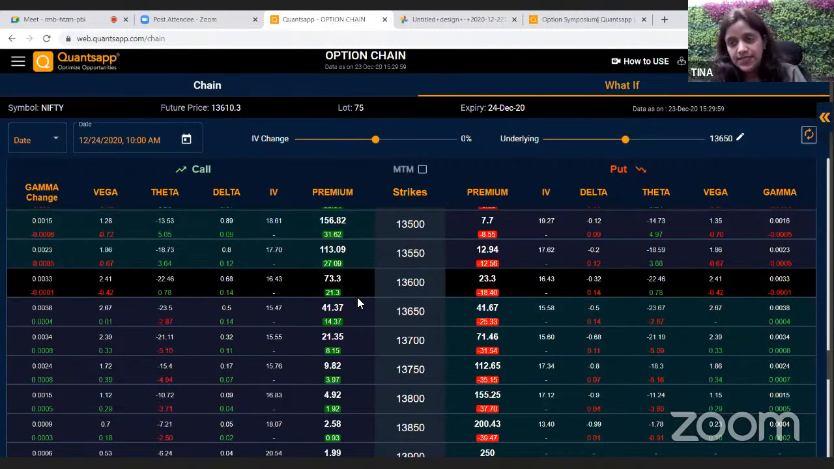So 13,610 moves to 13,650, but the net gain we make is just 3 points. Correct? If it is less than that, we'll still end up making a loss. So it's not guaranteed when you're buying an option. So I buy a call option, underlying going up, that means we will make money. It's not that way. It is a completely mathematical approach. So you need to understand how the time will impact you.